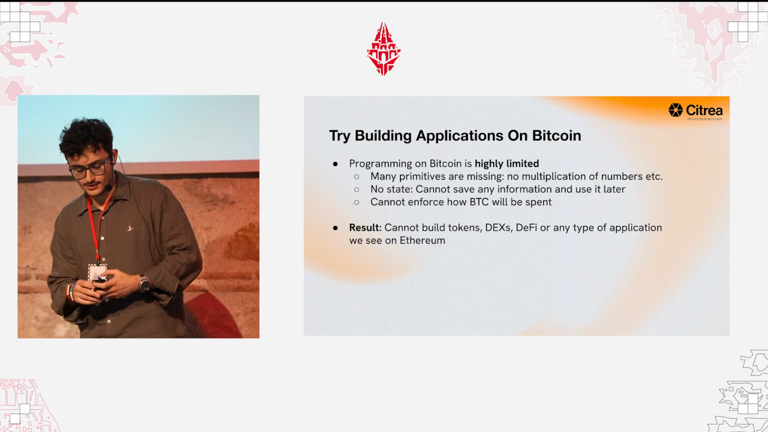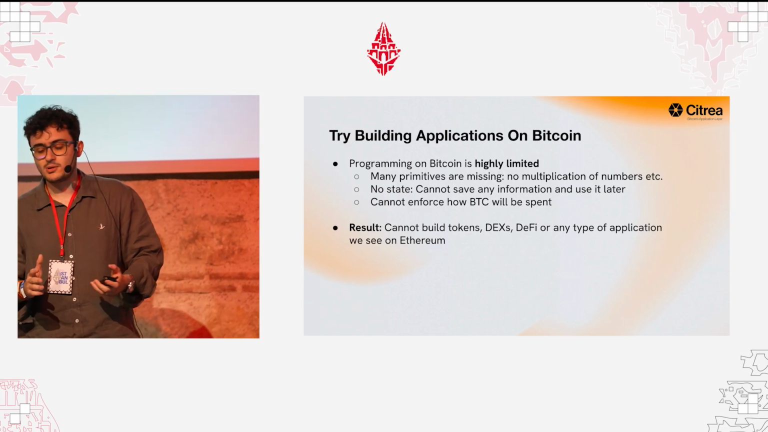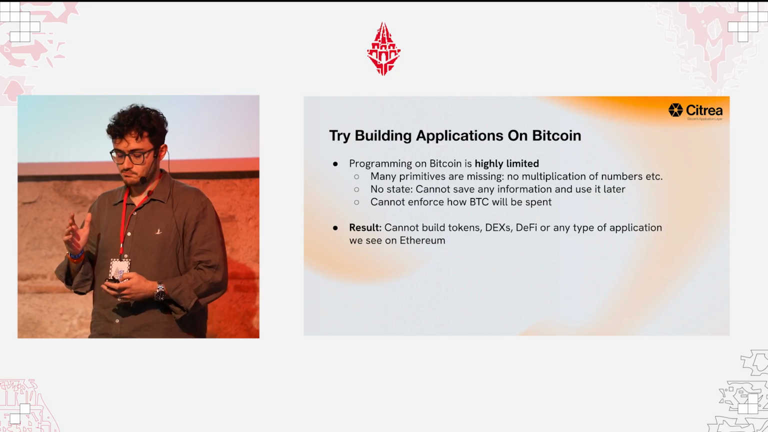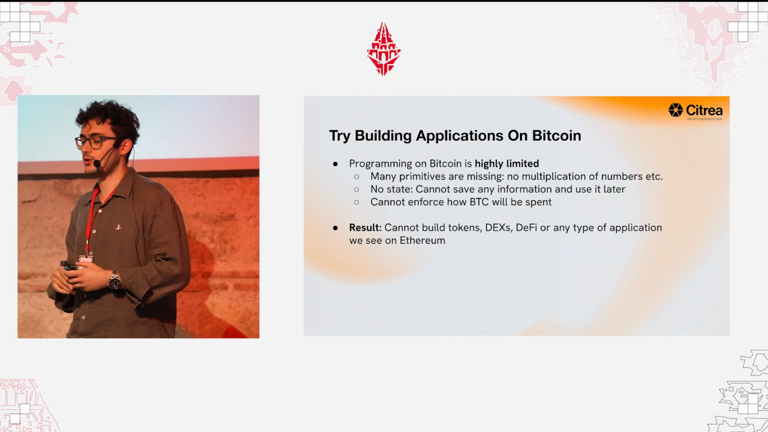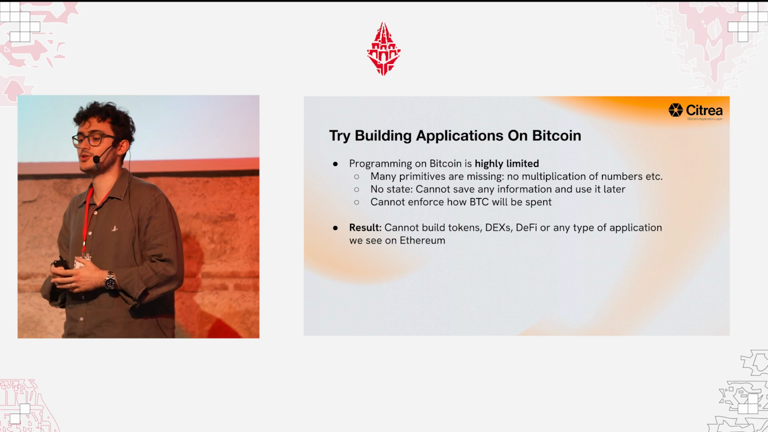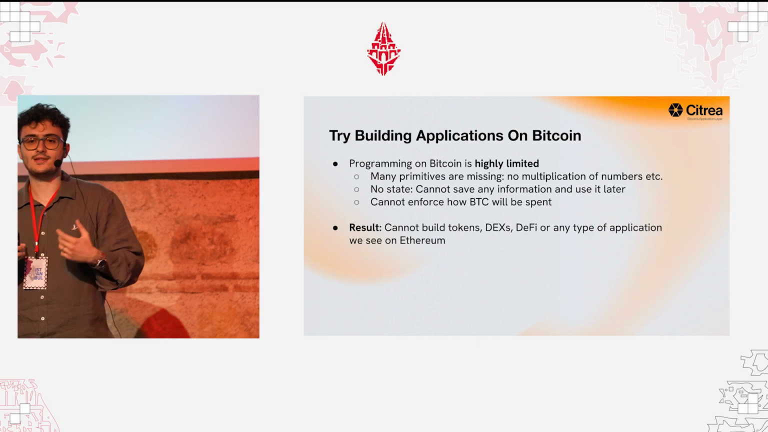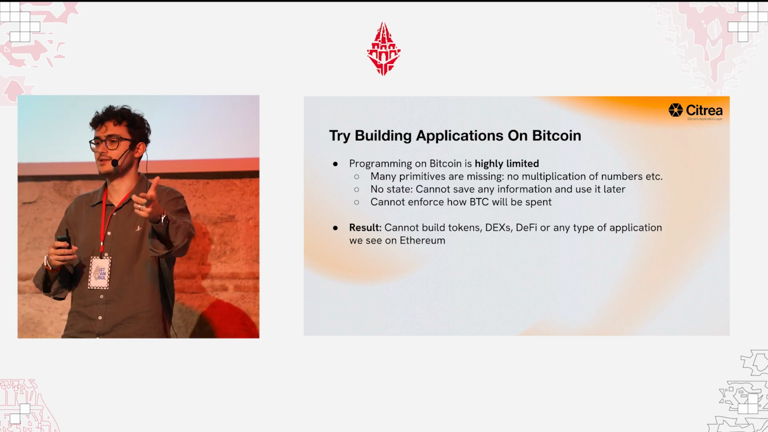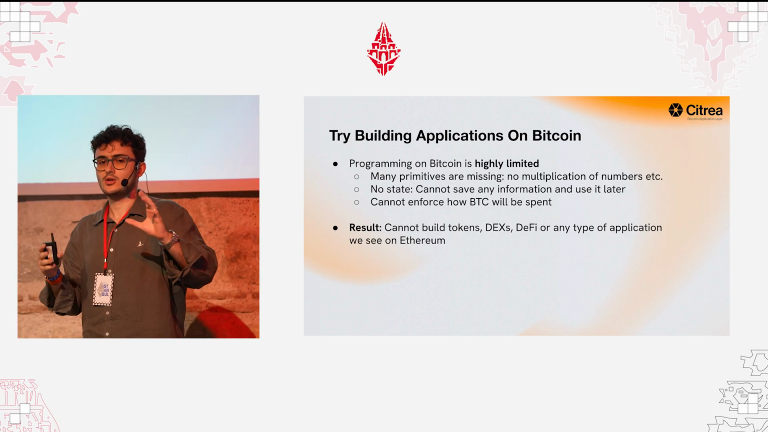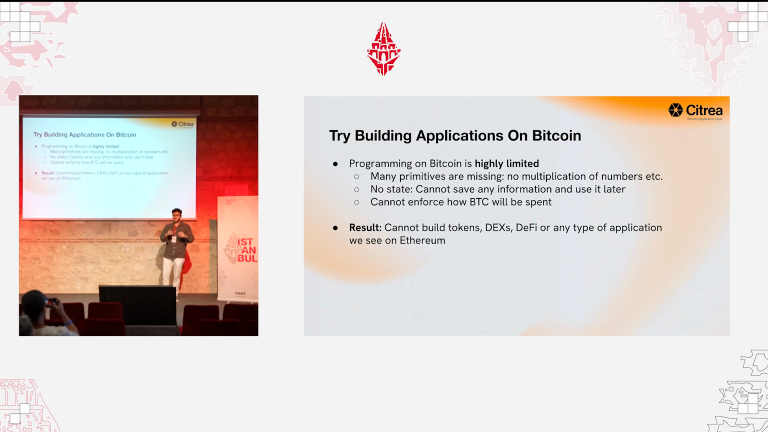So there's no state. Bitcoin people like to use a complicated, in my opinion, word for this third item right here, cannot enforce how Bitcoin will be spent. Bitcoin people call it covenants. What that means is, imagine I send you some funds, and I somehow enforce you to do certain things with those funds. That's not possible. So all of these combined, I cannot build tokens, I cannot build decentralized exchanges, I cannot build DeFi applications or any type of application we see on Ethereum.